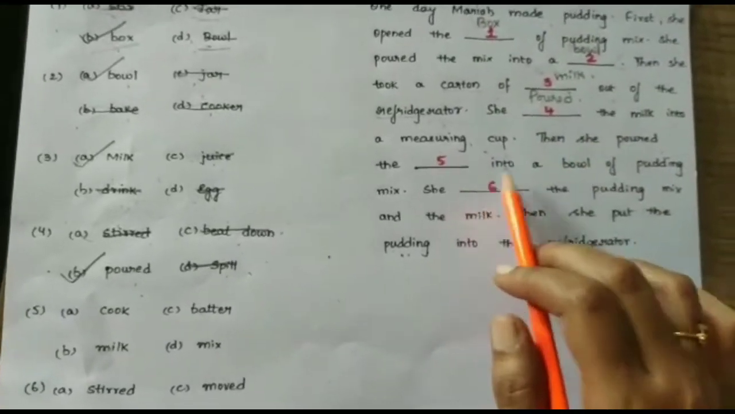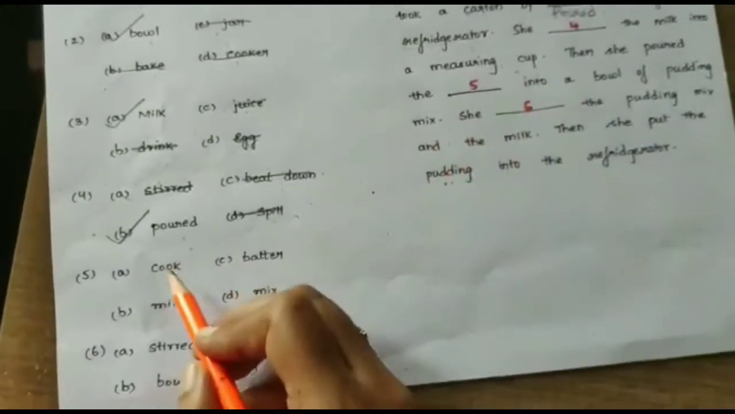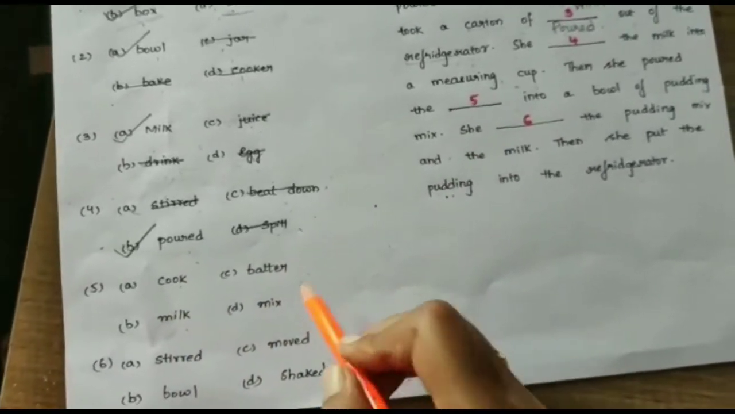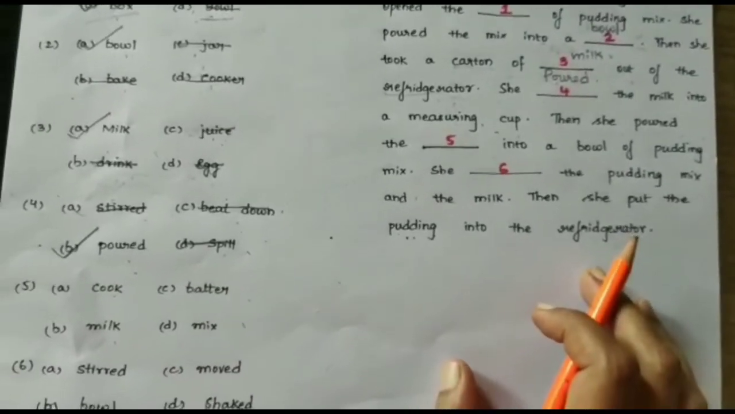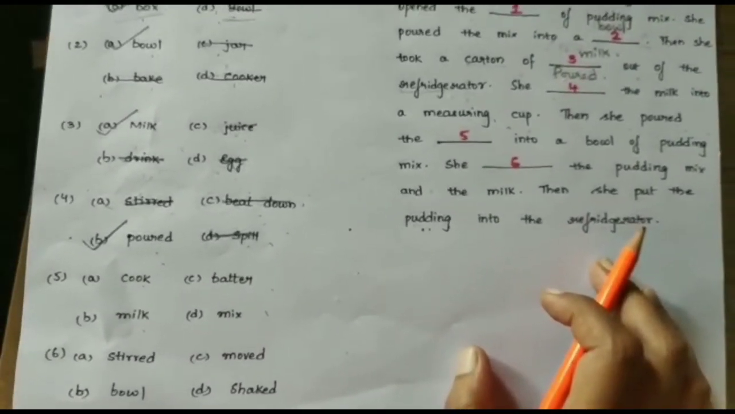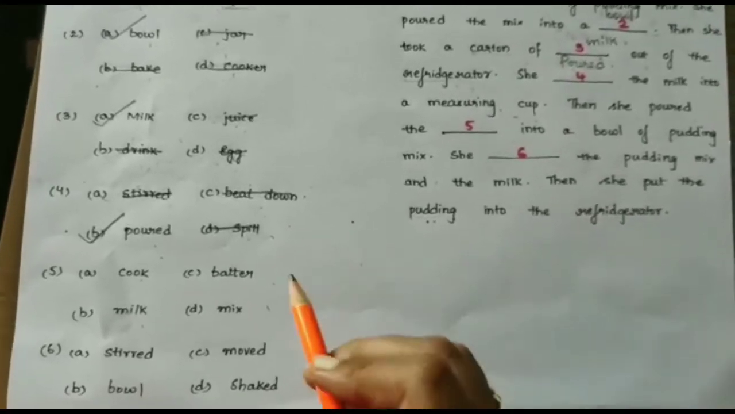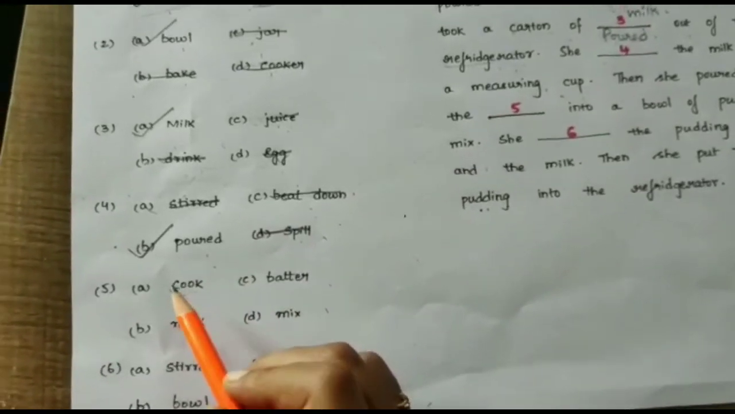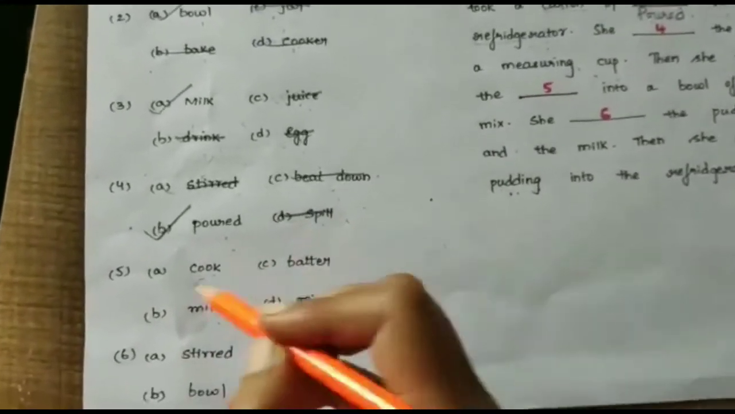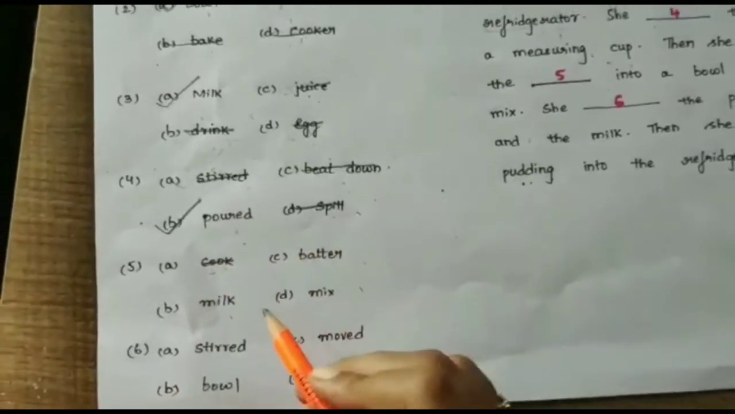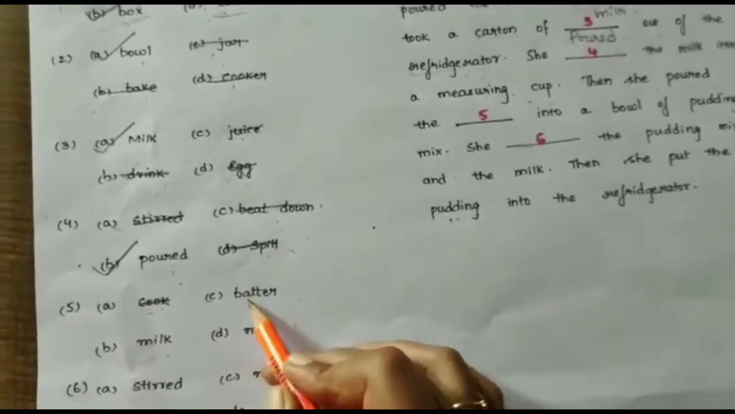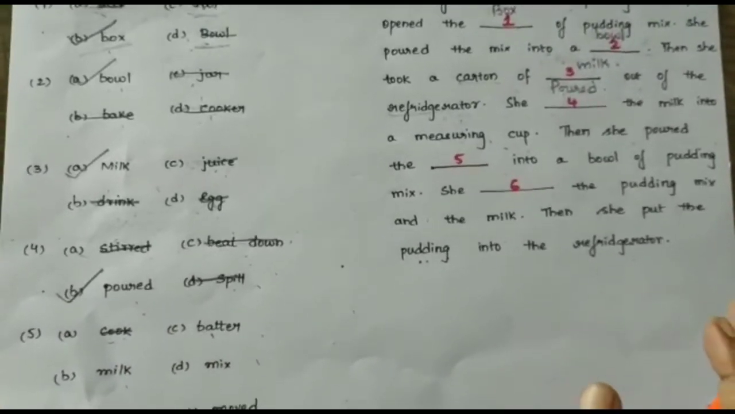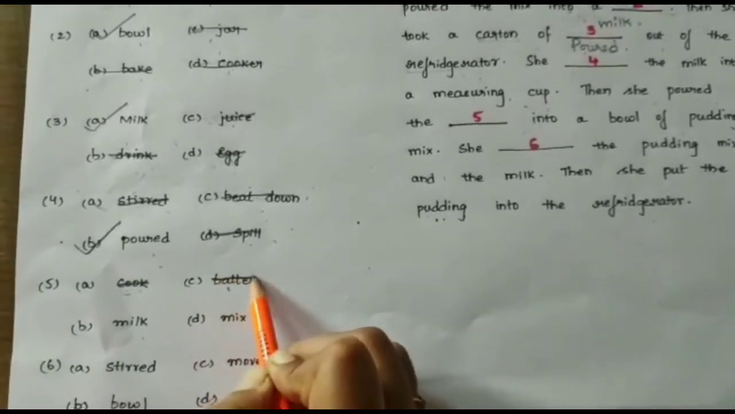Then she poured the dash into a bowl of pudding mix. So the options here are cook, milk, batter and mix. What is required here? Cook, because we are not cooking. In a pudding we will not cook because it's just a mixing and refrigerating process. So I am cancelling option 1. And batter, because there is no batter in pudding. If it's a cake, we will make a batter, but now there is no batter, so I'm cancelling option C.